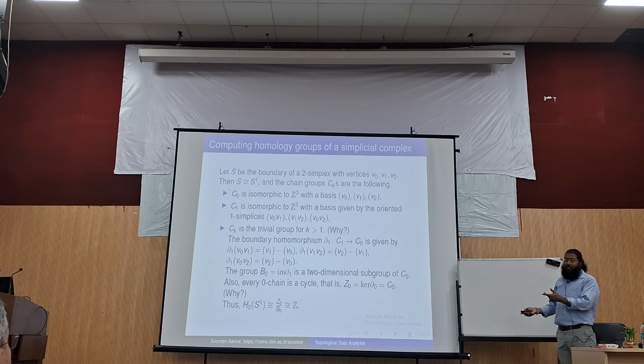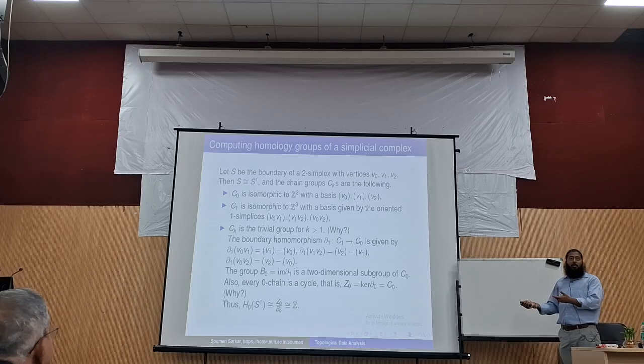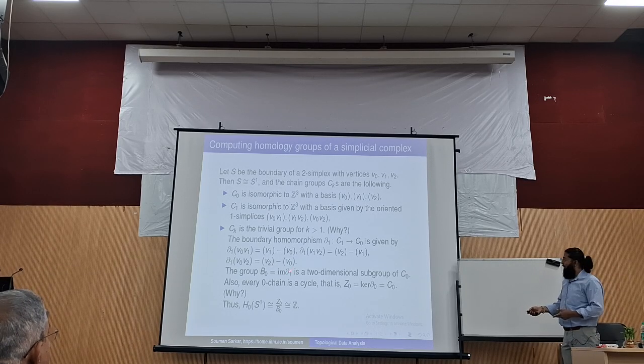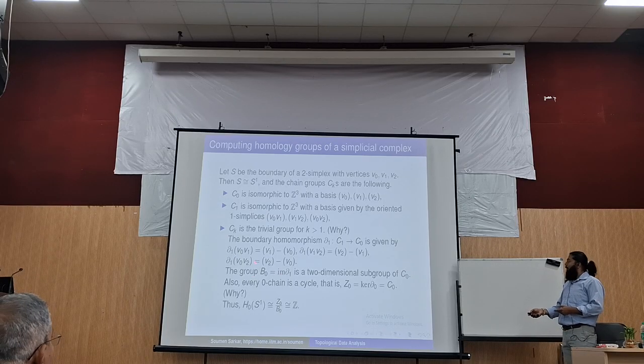So therefore it is like this number. If you put some other coefficient also, like 2V1 minus V0, then also the calculation will say it is not 0. Therefore, that is the condition: the composition of this boundary map is 0.